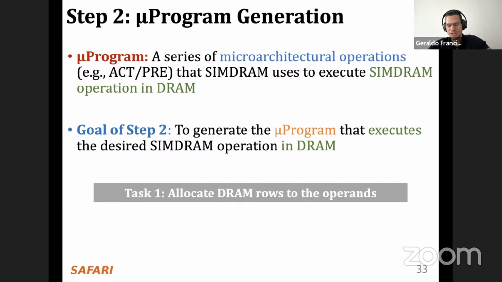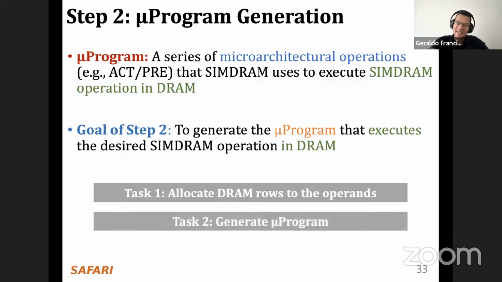The first task is allocating DRAM rows to operands, so we can map that circuitry that I showed before, in the form of a graph, into the DRAM rows that we are going to do the computations. In the second step, we are going to generate the microprogram. We are also going to optimize the microprogram in order to reduce the number of operations required to do the computation. So first, let's start with the first task, which is allocating DRAM rows to operands.